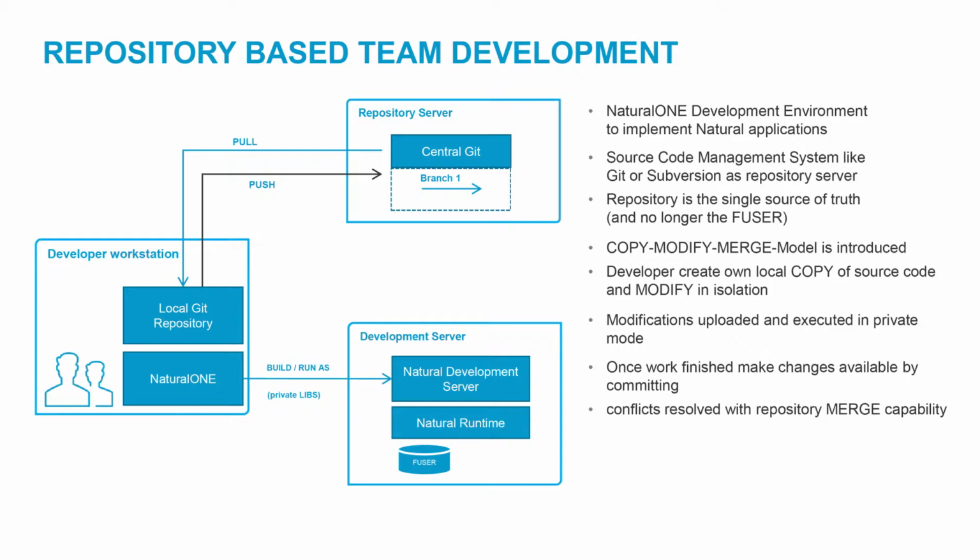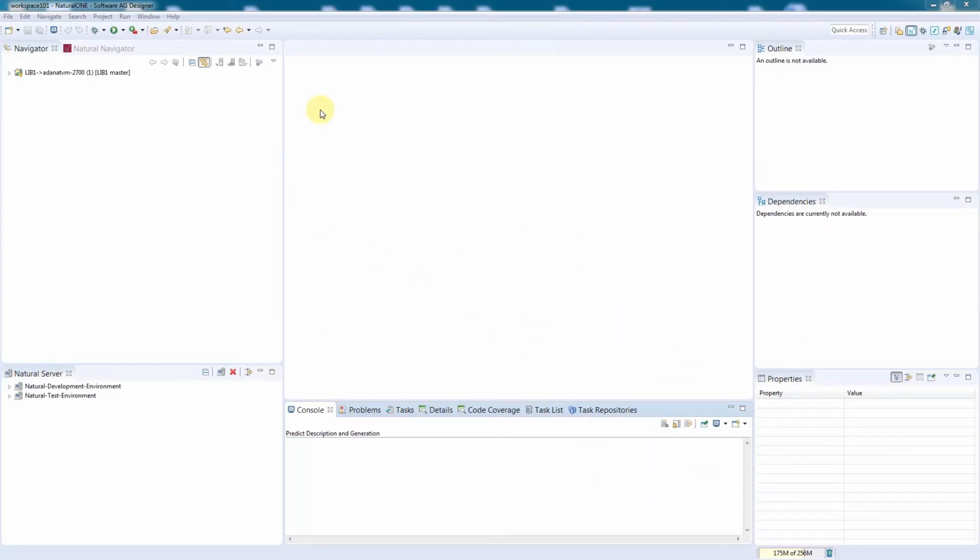Let's take a look at how this works in NaturalONE. This is the NaturalONE development environment. On the left-hand side is the navigator. It contains my workspace and all my current projects. At the moment, we can see a lib1 project that's connected to a Git repository.